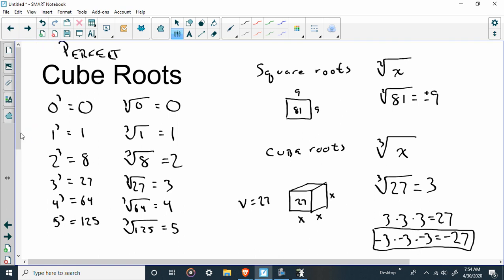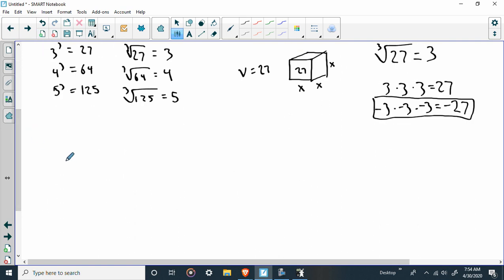I'm going to do a few more just to show you how quickly these numbers are going to kind of spiral out of control. 6 to the 3rd power is 216. I got to break out my calculator, because I believe 216. 7 to the 3rd power is 343. 8 to the 3rd power is 512. 9 to the 3rd power, and you're already up by 1,000.